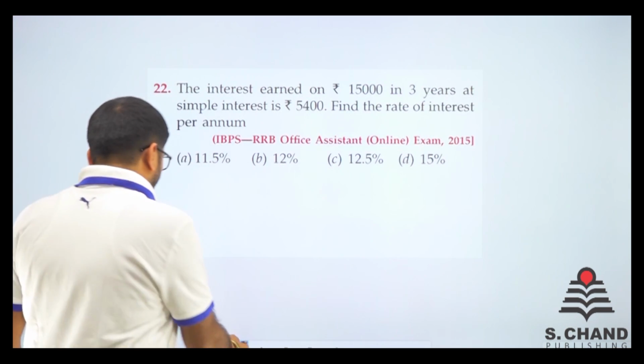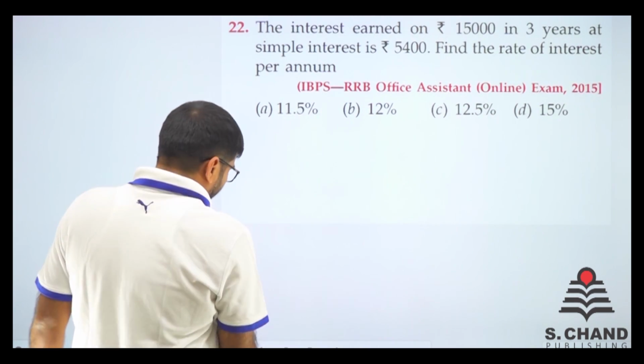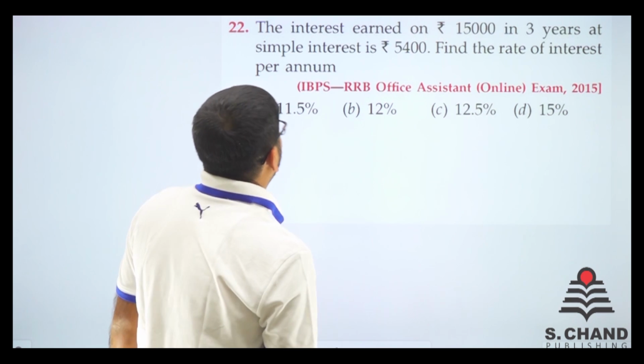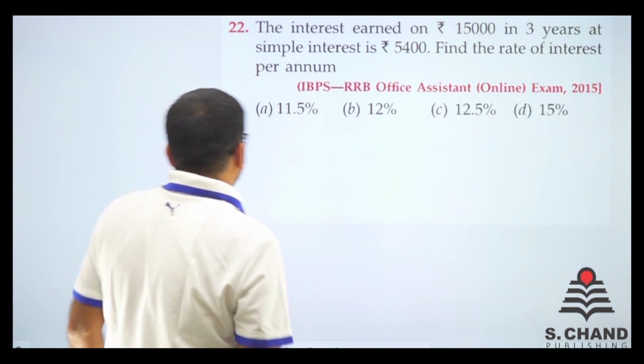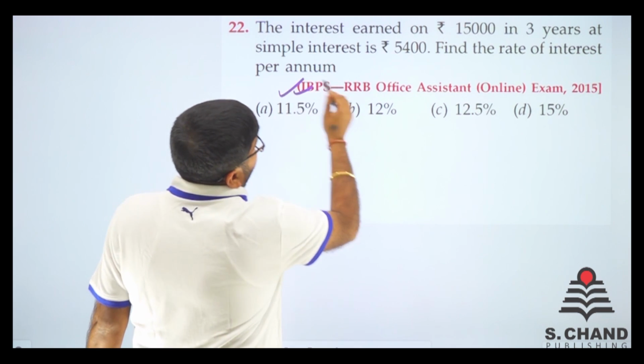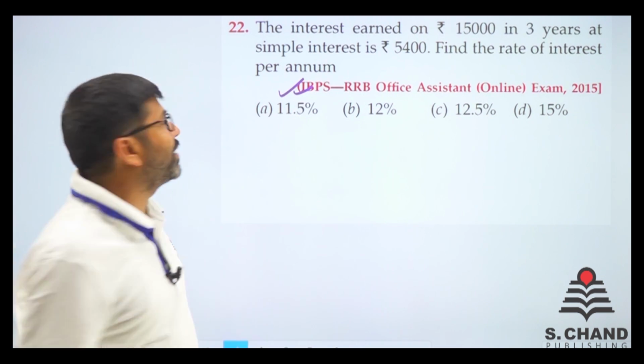Question number 22. What does it say? The interest earned on 15,000 in 3 years is 5400. Find the rate of interest. I guess it is again an IBPS online exam question from 2015. It is asked in the exam, right?